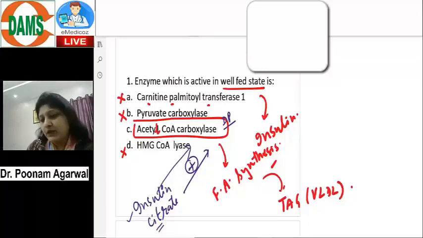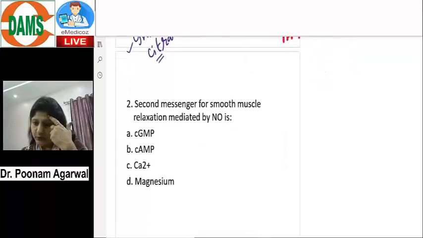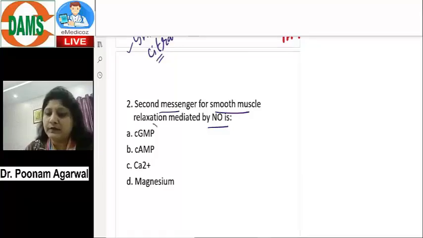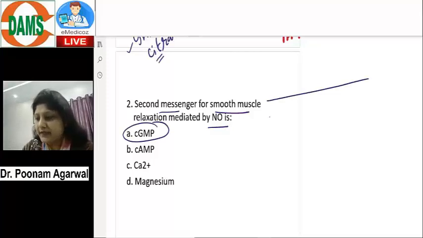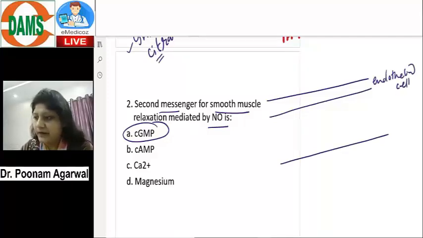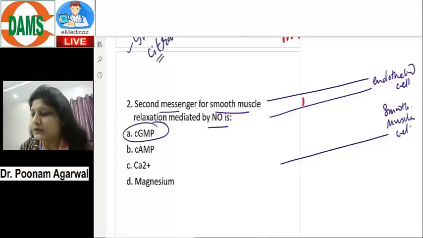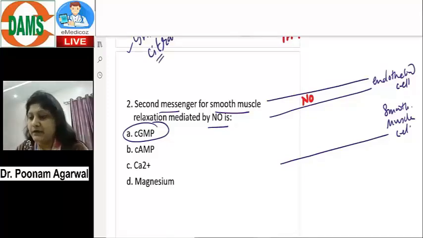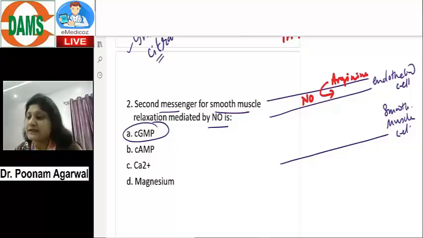Now coming to the second question. The second messenger for smooth muscle relaxation is mediated by nitric oxide. The second messenger for this action, where nitric oxide does the relaxation of smooth muscle, is cyclic GMP. For example, take this particular cell, which is an endothelial cell, and this is an underlying smooth muscle cell. Nitric oxide is produced in the endothelial cell by the action of nitric oxide synthase enzyme on arginine, which produces nitric oxide with the byproduct citrulline. So we have arginine, which gets acted upon by the NOS enzyme, that is nitric oxide synthase, and that produces nitric oxide and citrulline.